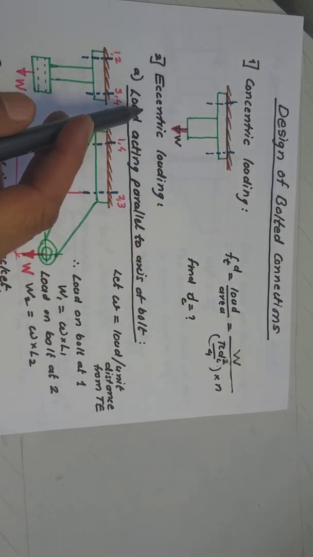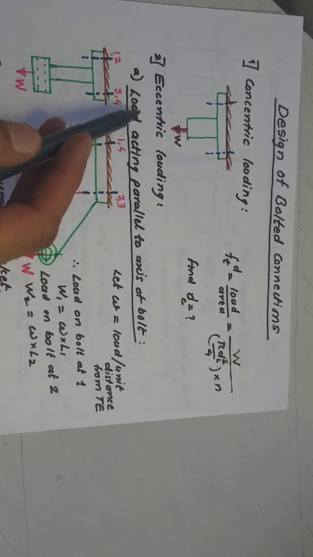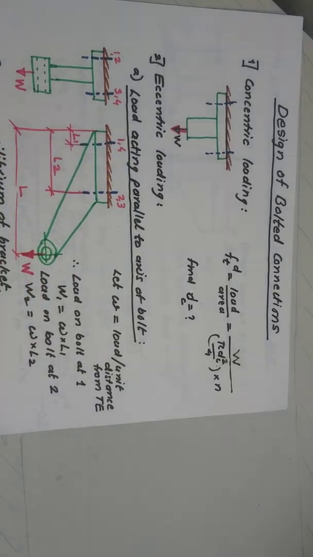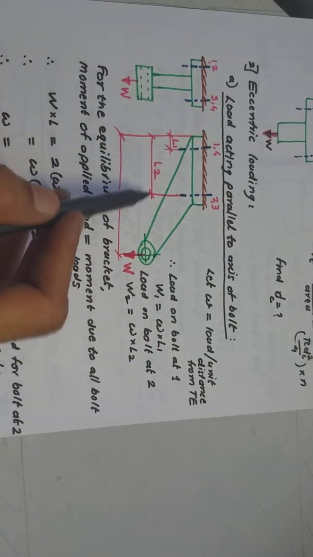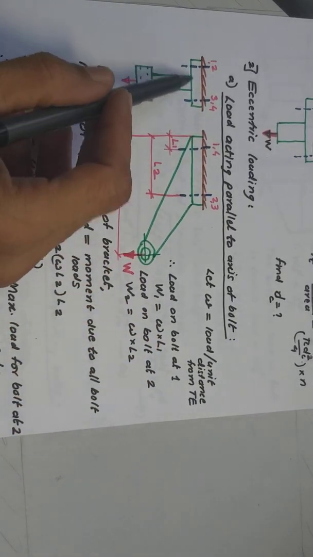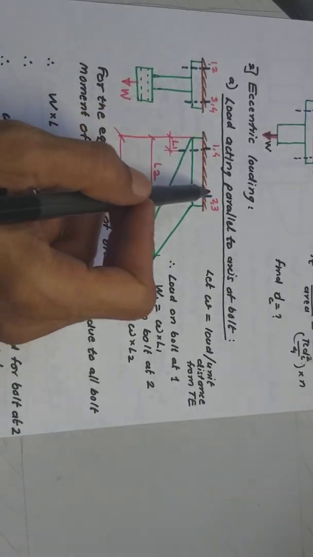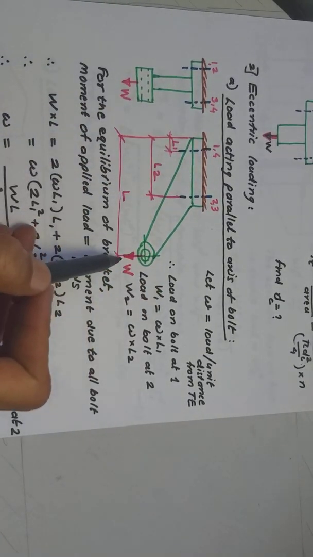Let us concentrate on the eccentric loading. So what happens when there is eccentric loading? We can see different cases. First case is load acting parallel to the axis of bolt. As you can see here, this is the bracket, this is the load applied, and there are 4 bolts like this, and the axis of the bolt, if you see, is parallel to the applied load.